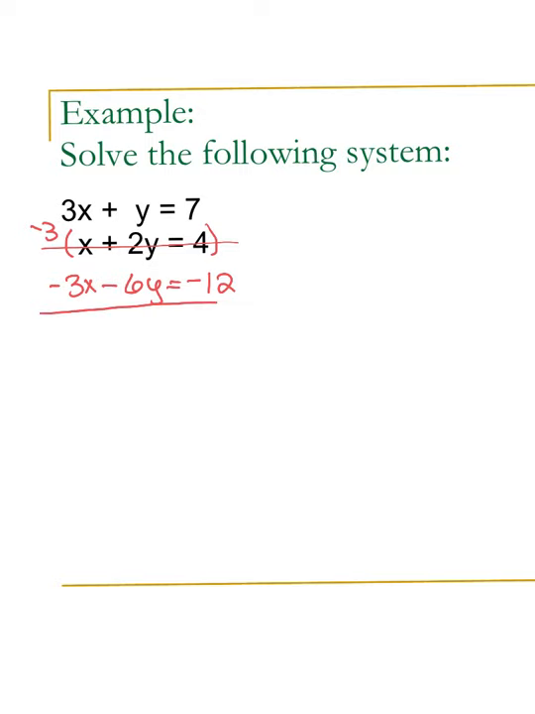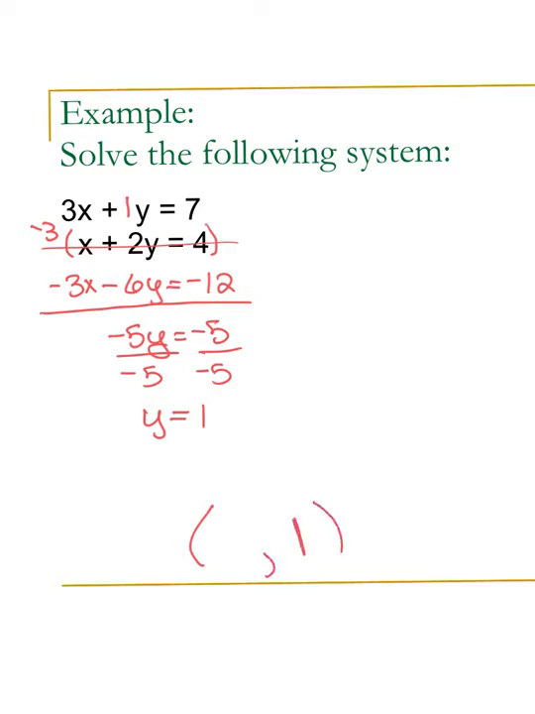Now if I add the top with the bottom, 3x plus negative 3x is nothing. 1 plus negative 6 is negative 5y. 7 plus negative 12 is negative 5. I'm going to divide both sides by negative 5, and I get y equals 1. Very important. Since it's y, it goes in the second spot of my answer.